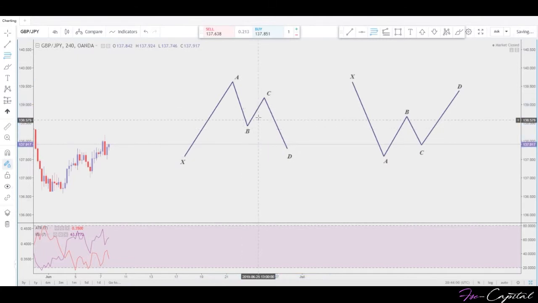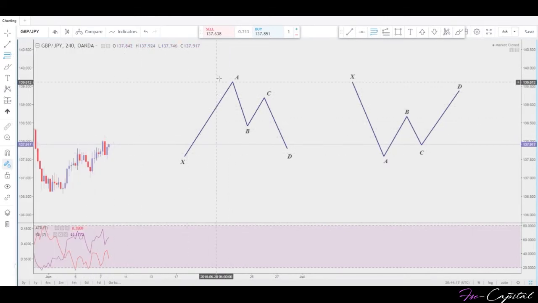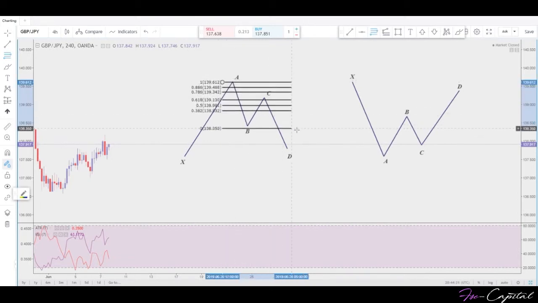The second rule is once you've got the X to A, you've identified the impulse leg, then you've identified the next move, which is A to B. Now B to C, let's grab our fibs again. B to C, so you now draw from A to B.